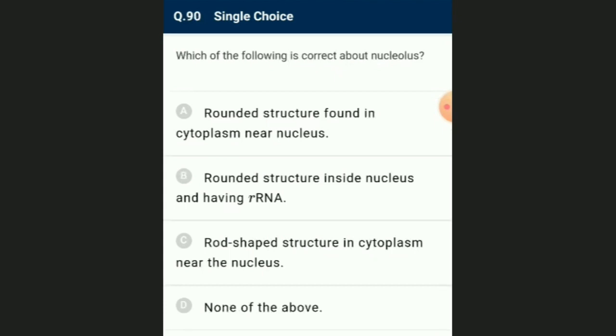Question number 90. This is the last question. Which of the following is correct about nucleolus? Nucleolus is a rounded structure present inside the nucleus having ribosomal RNA, first observed by Fontana in the skin cells of eel. The term nucleolus was coined by Bowman. It is associated with the nucleolar organizer region of the nucleolar chromosome. Rounded structures inside the nucleus and having ribosomal RNA, that is the correct one. Option B is correct about nucleolus.